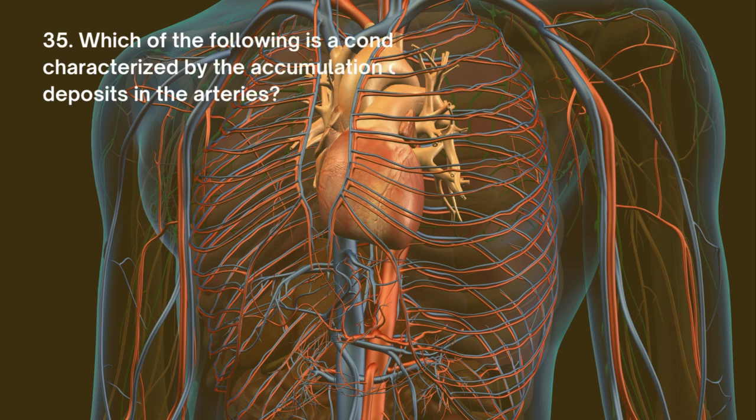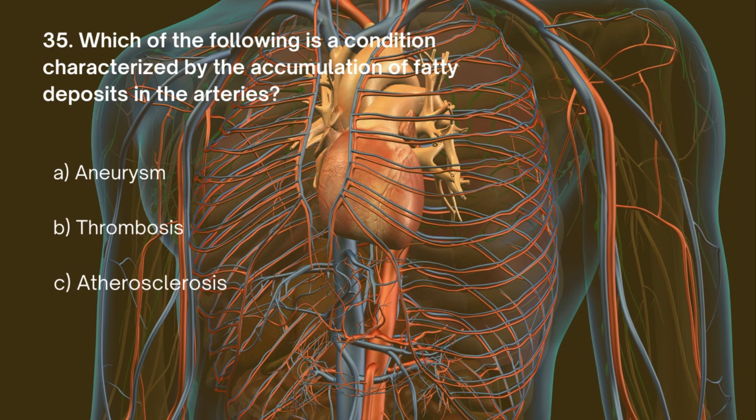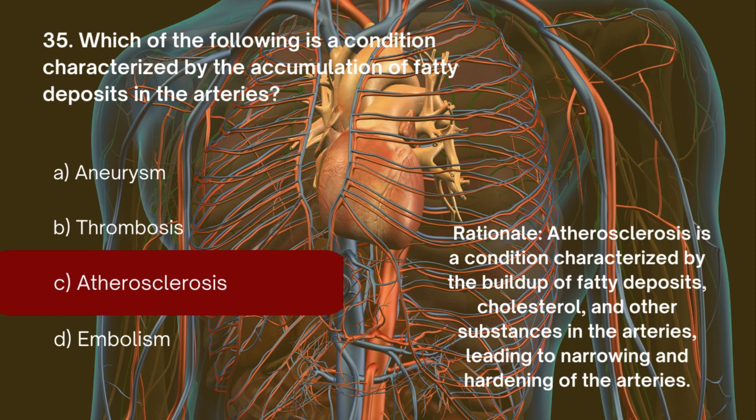35. Which of the following is a condition characterized by the accumulation of fatty deposits in the arteries? A. Aneurysm. B. Thrombosis. C. Atherosclerosis. D. Embolism. Rationale: atherosclerosis is a condition characterized by the buildup of fatty deposits, cholesterol, and other substances in the arteries, leading to narrowing and hardening of the arteries.